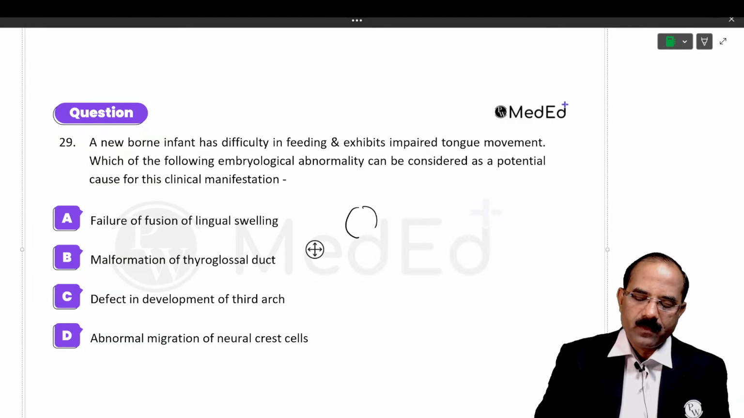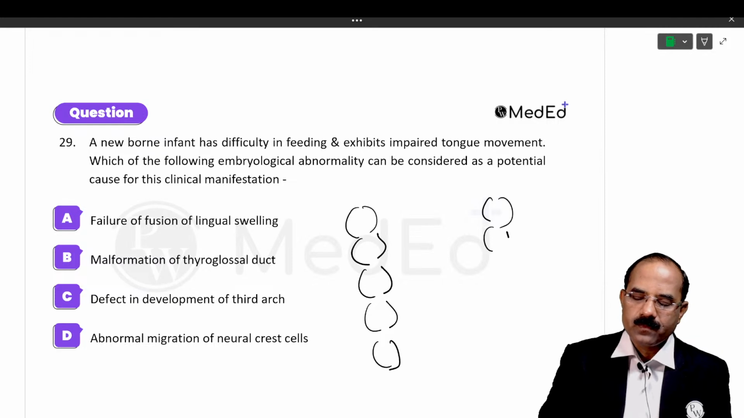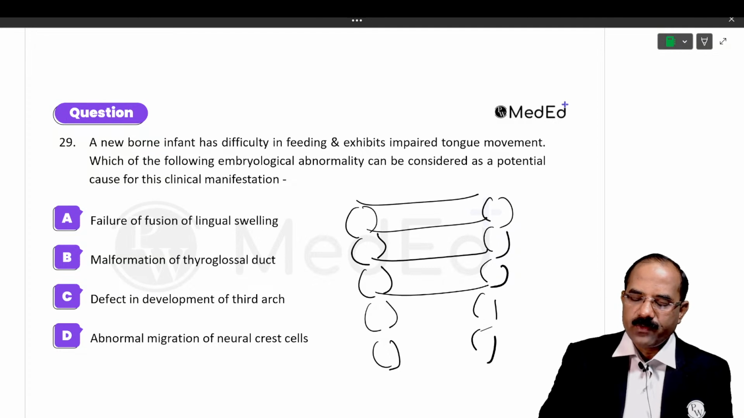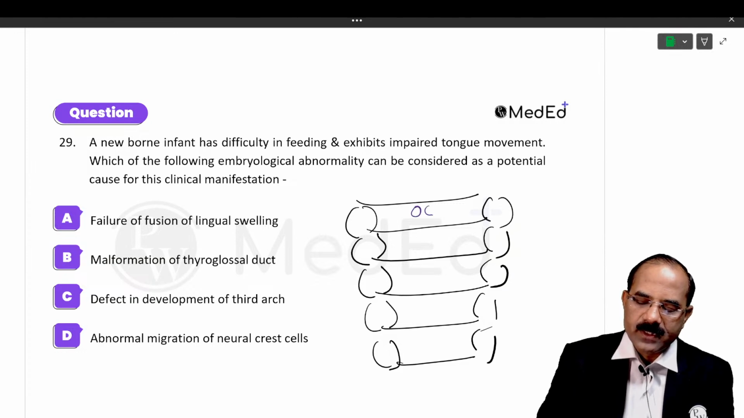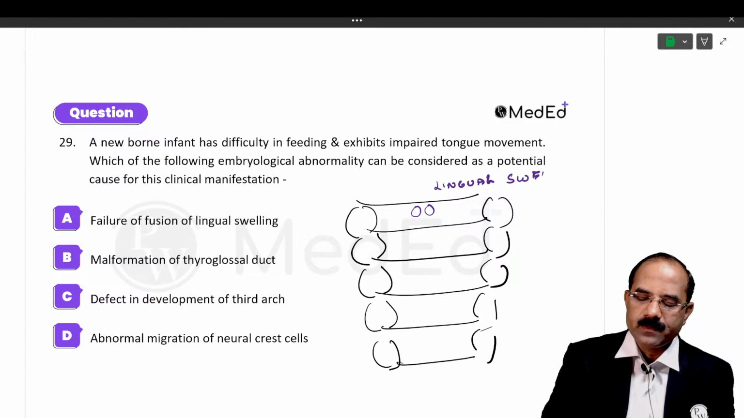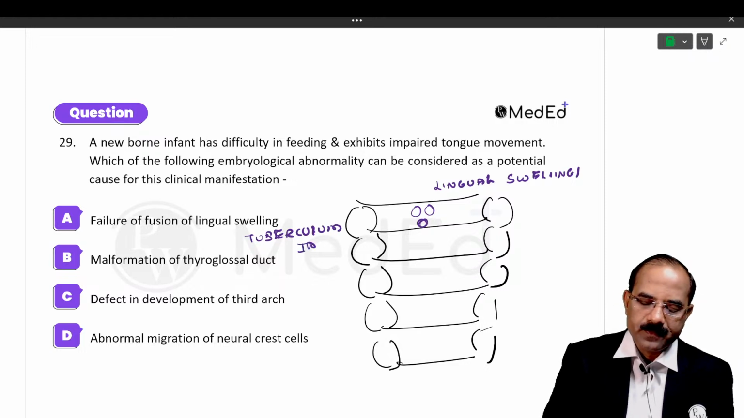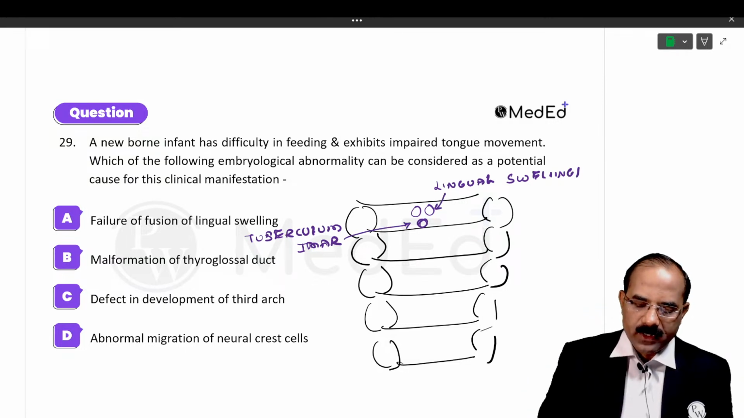ये देखिए, मैं pharyngeal arches ड्रॉ कर रहा हूं. So that's the first pharyngeal arch, second pharyngeal arch, third pharyngeal arch, fourth and sixth pharyngeal arches. In the first pharyngeal arch, those swellings बनते हैं ऐसे. What are these swellings? Known as lingual swellings. And पीछे एक swelling बनता है. इसका नाम क्या है? Tuberculum impar. So two lingual swellings and tuberculum impar, इससे क्या बनता है?